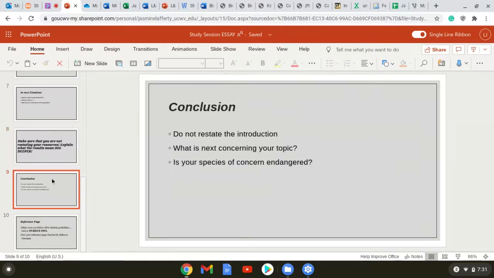So the conclusion is a little bit different. It's not the conclusion that you would write in, say, a humanities class. It's not just a restatement of the introduction and wrap it up with a nice little bow. This actually gives new information. So what is next concerning your topic? This is pretty easy. If you have climate change, talk about where the situation is going. Do you see it getting better? Do you see it getting worse? Is your species a threatened or endangered species? Are they a vulnerable species?